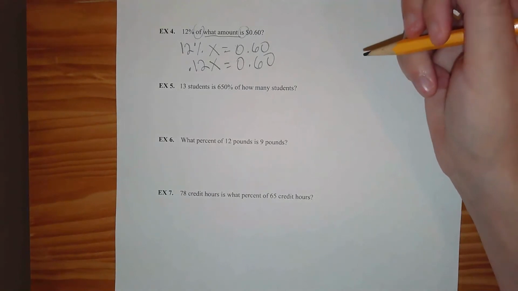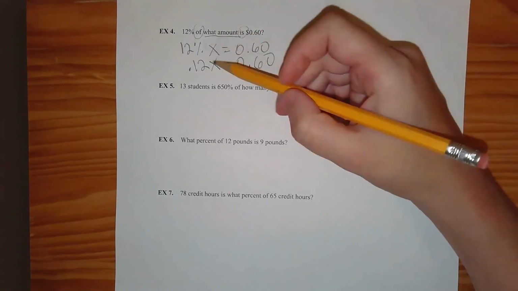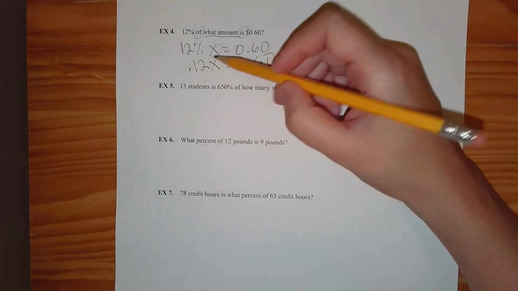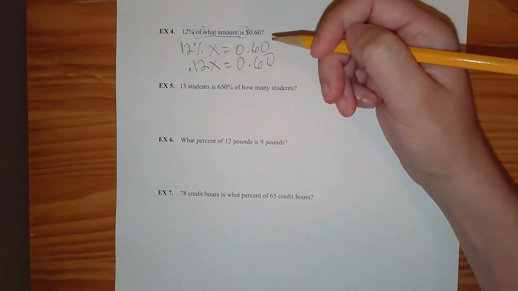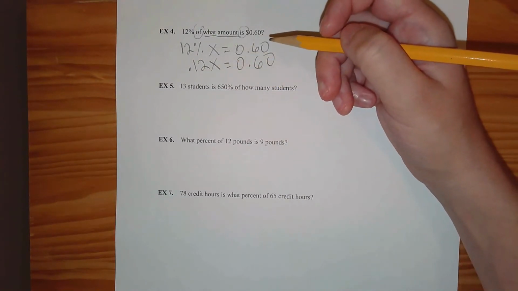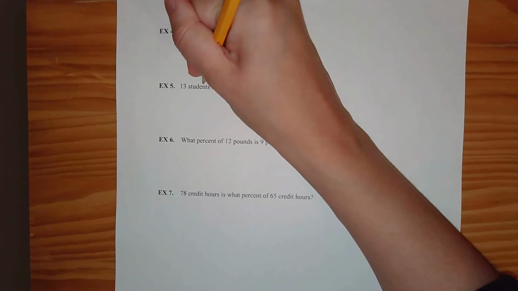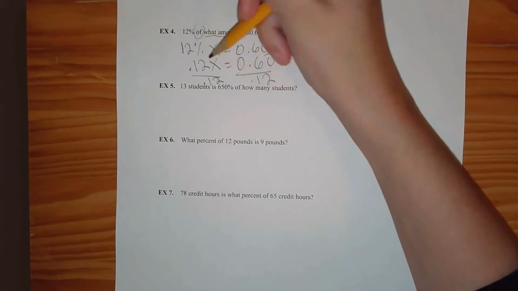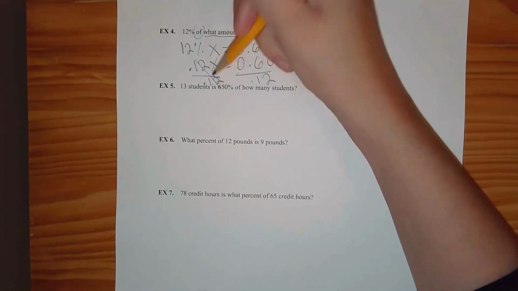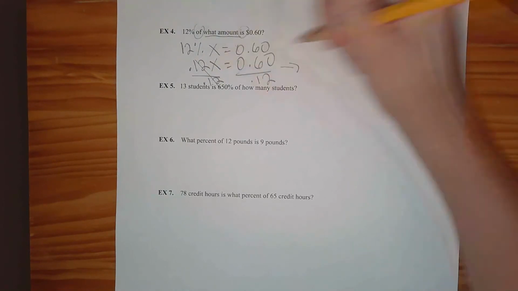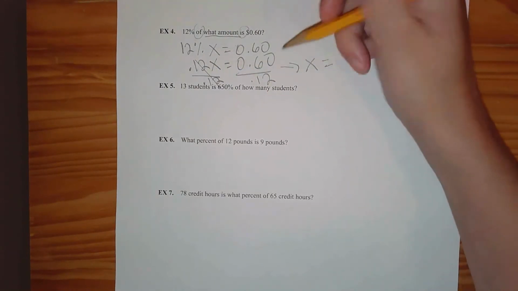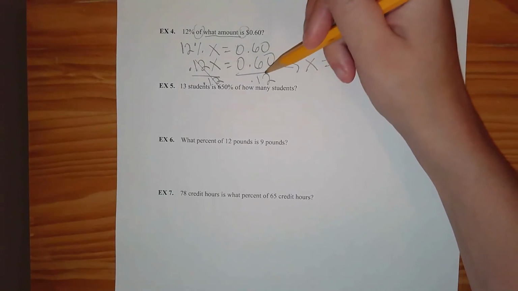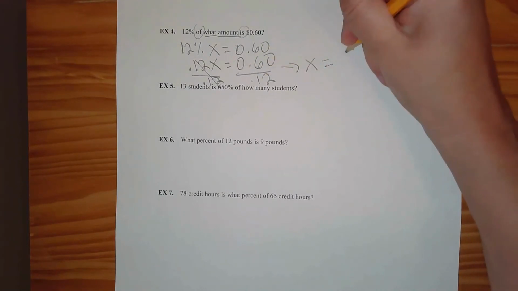Then if I want to solve for x, what I'll do is I need to get rid of the 0.12. It's multiplied by the x. So the opposite of multiplying is dividing. So I'm going to divide by 0.12 on both sides. 0.12 divided by 0.12 is 1. So now I've got 1x equals 0.60 divided by 0.12 is 5.